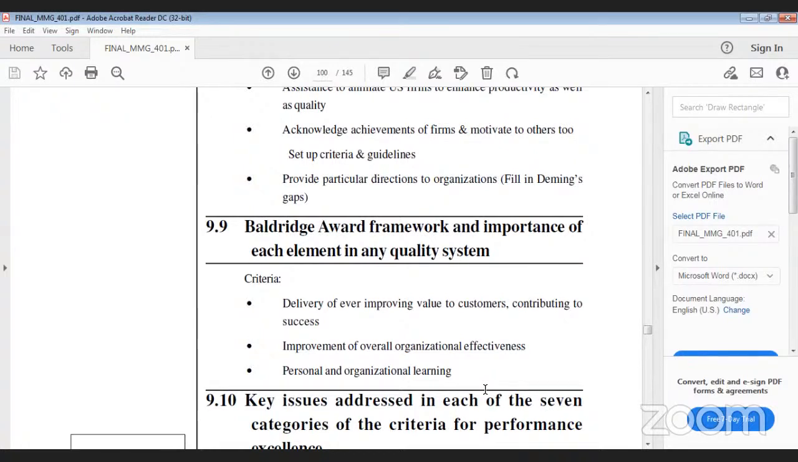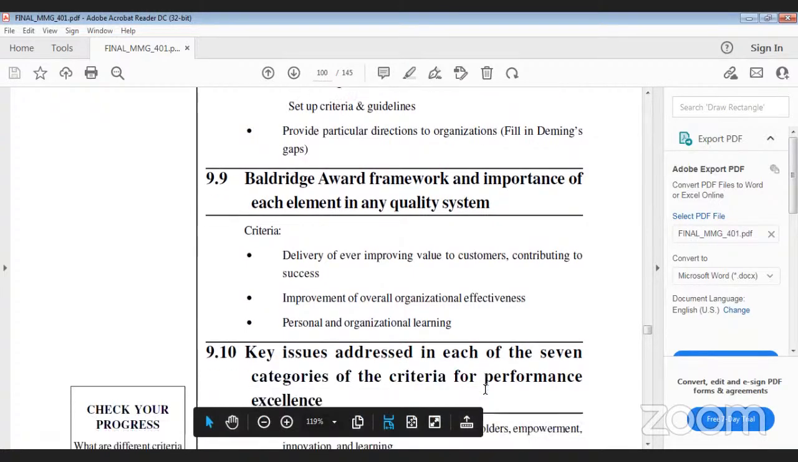Then the next point is the Baldrige Award framework and the importance of each element in the quality system. He has given three criteria. First criteria is delivery of ever-improving value to customers. It means contributing to success. Second is improvement of overall organizational effectiveness. And third is personal and organizational learning.